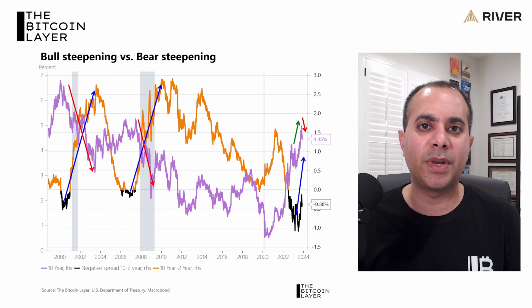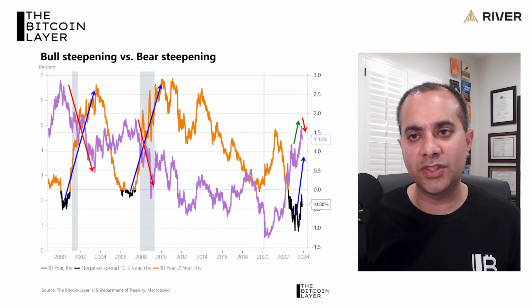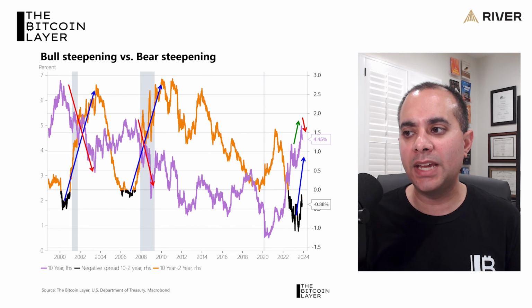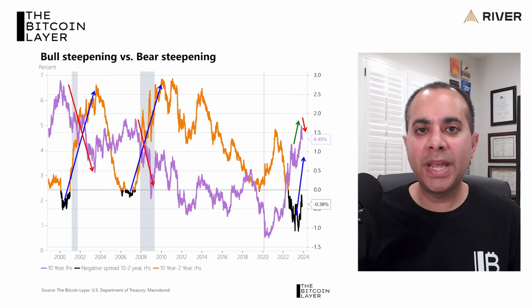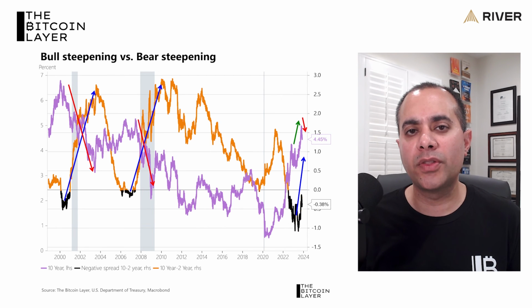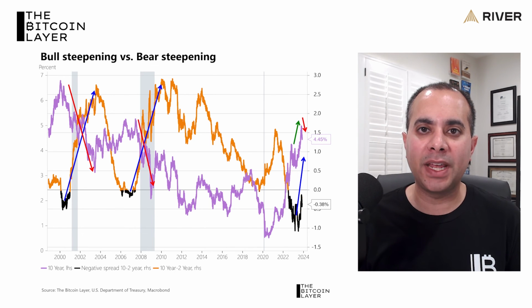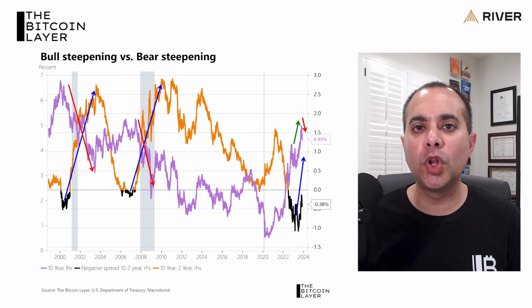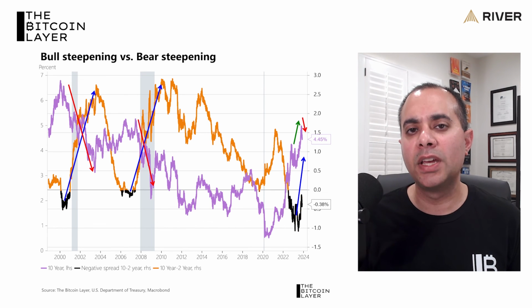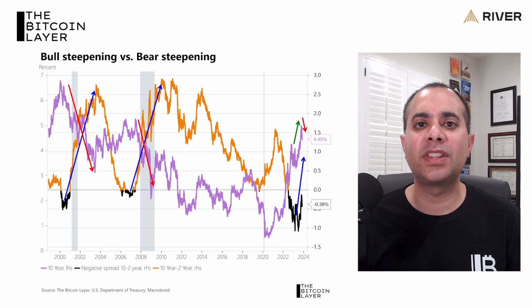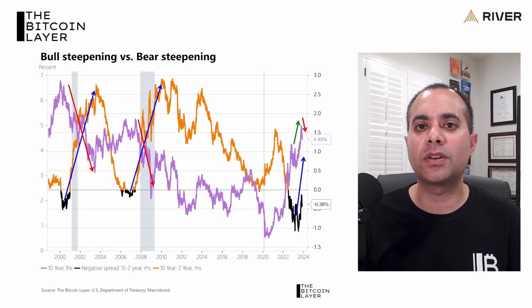Now, going on to the last chart here, this is a chart that I have refreshed from a recent episode. I talked about bull steepenings versus bear steepenings, and that what we saw in 2001 and 2008 were big rallies in the 10-year part of the curve, meaning yields falling while the curve steepens. Those are called bull steepenings, as yields are falling in the short end faster than they are in the long end, but they're falling across the curve.